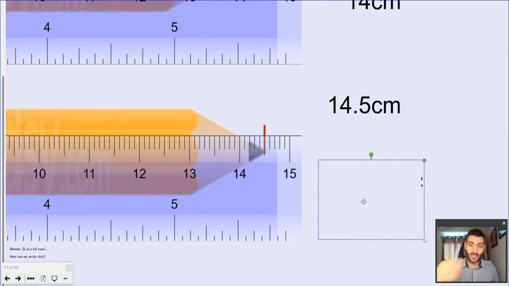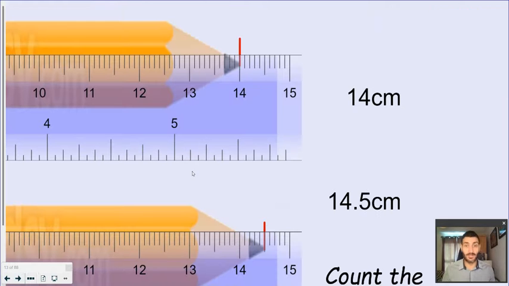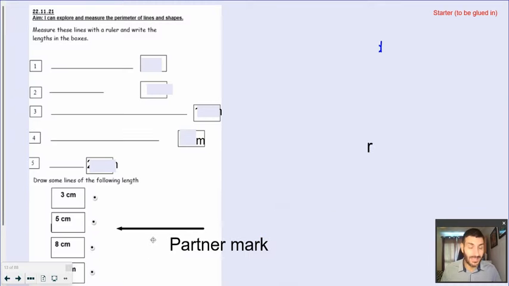So the strategy, and you have to make sure you use the word strategy in mathematical terms, is to count the intervals. So I can see 14 and I can just start to count that. I'm going to visually show them 14, 14.1, 14.2, 14.3, 14.4, 14.5. So I'm going to say it out loud, okay? So that's also very good. The reason I'm doing this is because the task that I'm about to give them is exactly that.